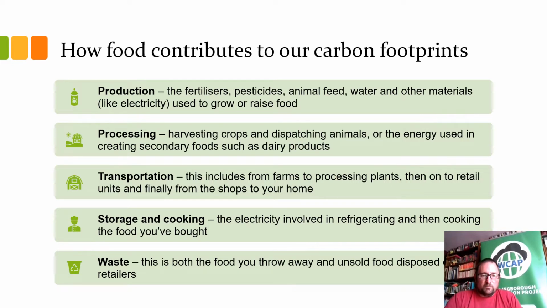So production: the fertilizers, pesticides, animal feed, water and other materials like electricity used to grow food. Processing: harvesting crops, dispatching animals, or the energy used in creating secondary foods such as dairy products. Transportation: this includes from farms to processing plants and then onto retail units, and finally from the shops to your home. Storage and cooking: the electricity involved in refrigerating and then cooking the food you bought. And then waste: this is both the food you throw away and any old unsold food that is disposed of by retailers.